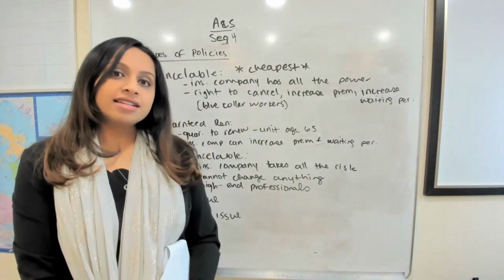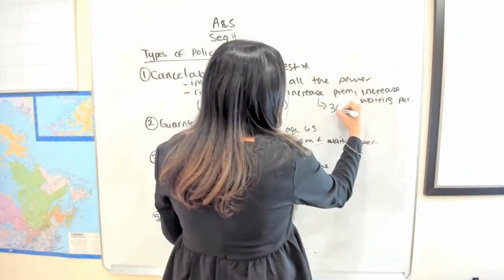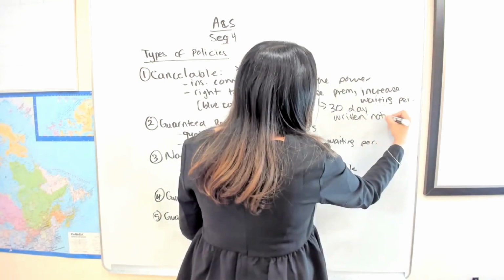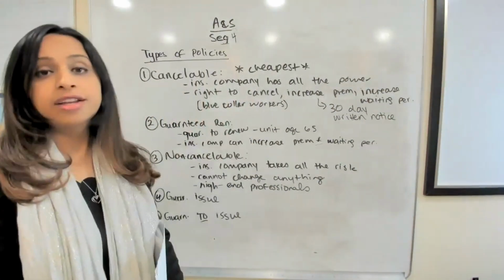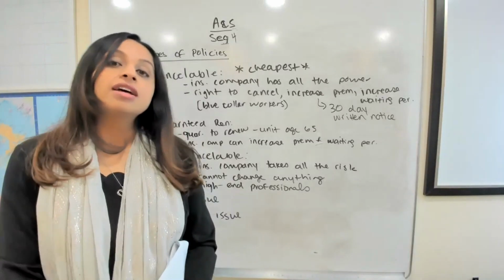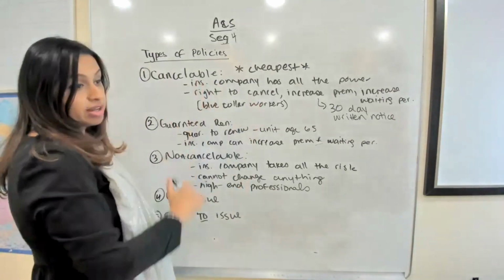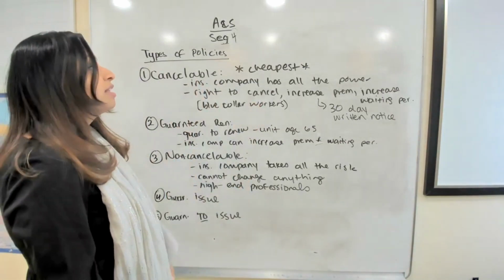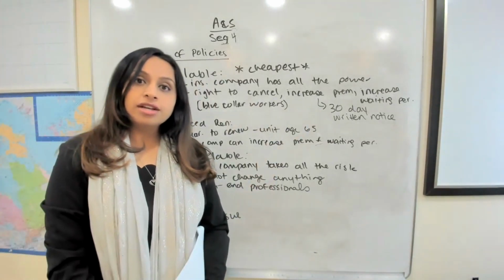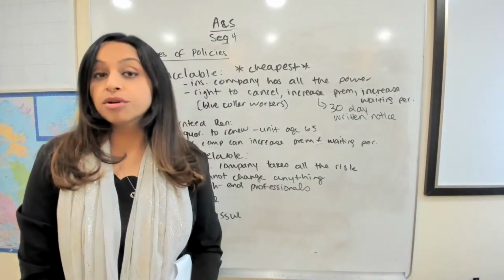All they have to do in order to do any of these things is give a 30-day written notice. So even if you've been paying your premiums and always been on time, they can still send you a letter saying effective this date, this policy will no longer be valid, right? So they have the right to cancel the policy, which is why it's called cancelable. They have a right to increase your premium. So they can say following this 30-day notice, your premium will increase by 10%, by 15%.